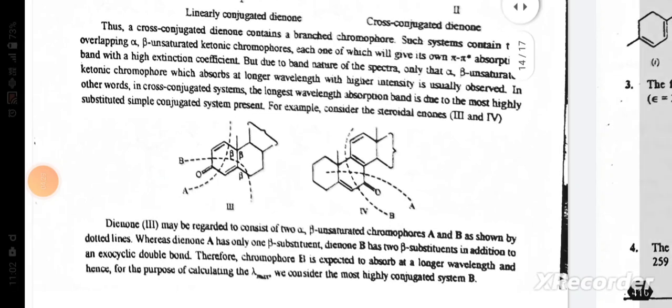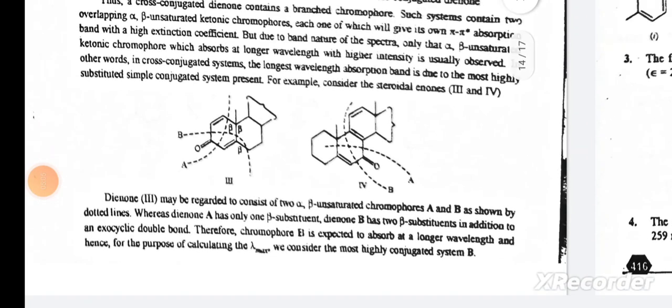Such systems contain two overlapping alpha beta unsaturated ketone chromophores, each one of which will give its own π→π* absorption band with a high extinction coefficient, but due to the broad nature of the spectra, only that alpha beta unsaturated ketonic chromophore which absorbs at longer wavelength with higher intensity is usually observed. In other words, in a cross-conjugated system, the longest wavelength absorption band is due to the most highly substituted simply conjugated system present. For example, consider the steroidal dienones.